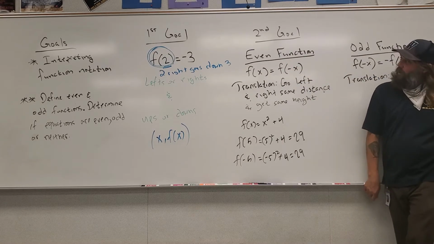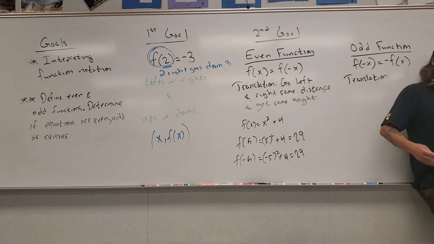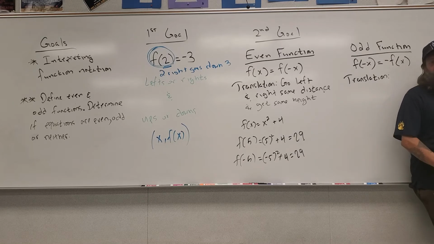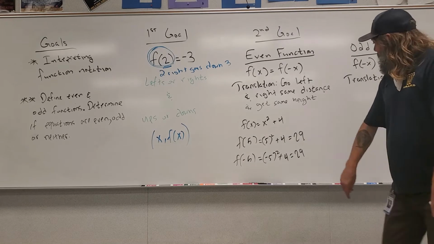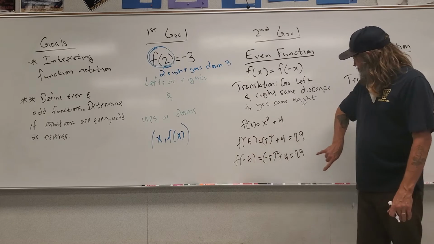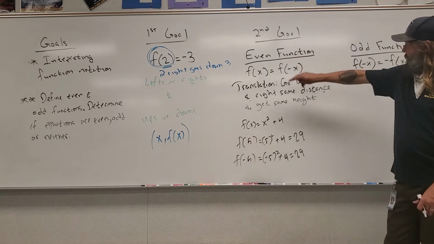You're going to want to plug in a couple more points just to make sure that it's not a coincidence that it worked out. But again, this is saying if I go left and right the same distance, I should get the same height. That's what an even function is.